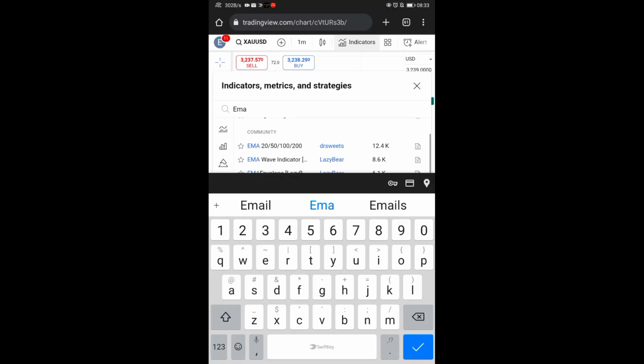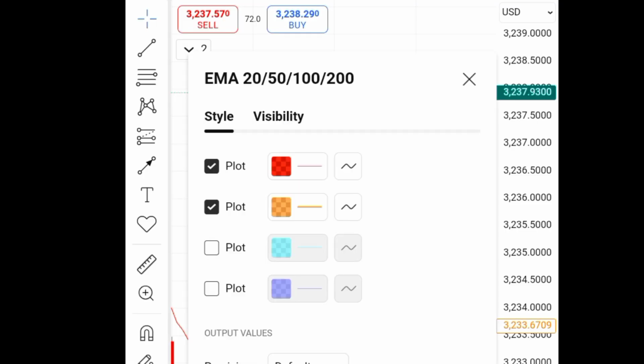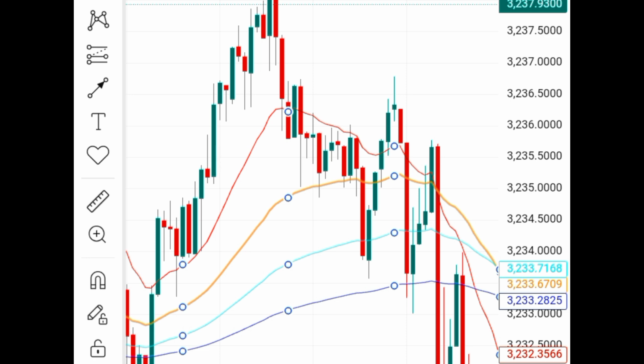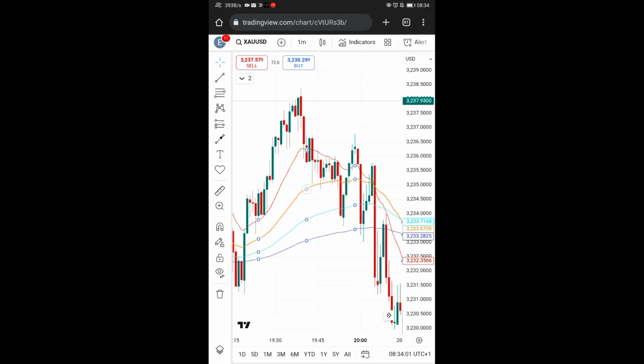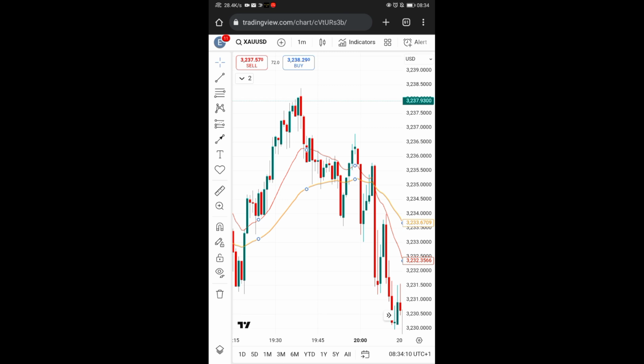Once this EMA is on your chart, you will go to your settings. You click on the EMA, you go to settings. You can see that this EMA has many plots. It has plot 1, which is red, plot 2, which is orange, plot 3 and plot 4, which is blue. So this is how this indicator is going to be on your chart. But what you are going to do on this EMA is disable plot 3 and plot 4. So you click on the EMA, and once you click on it, you disable plot 3 and plot 4. Then this indicator is going to be like this on your chart.